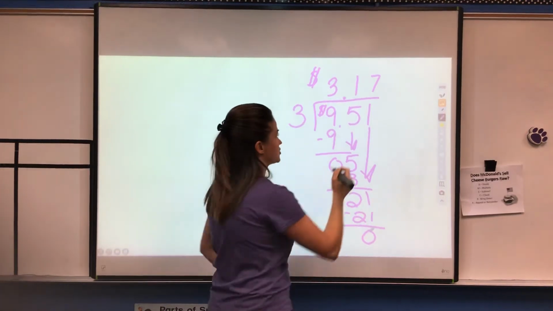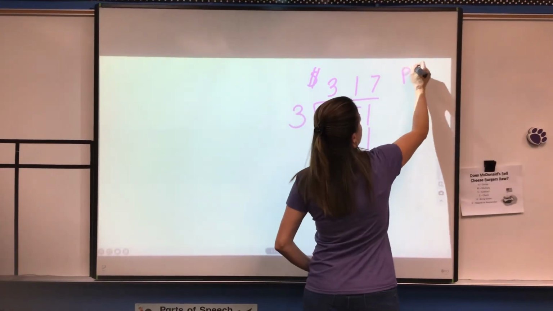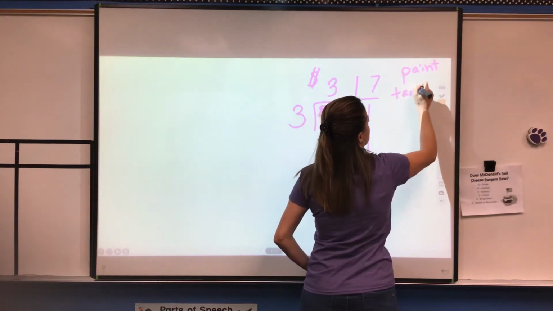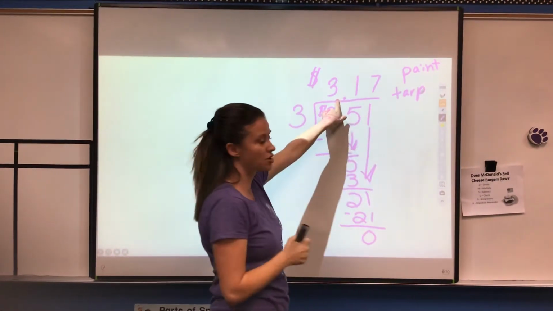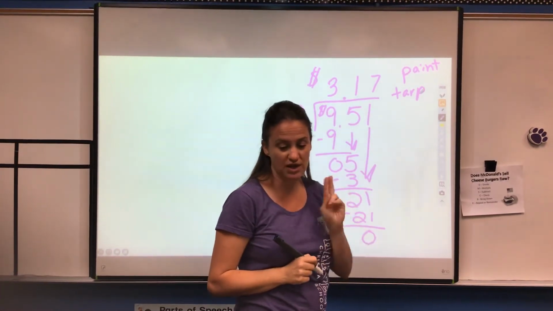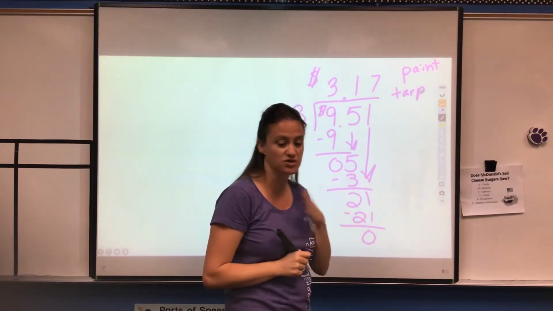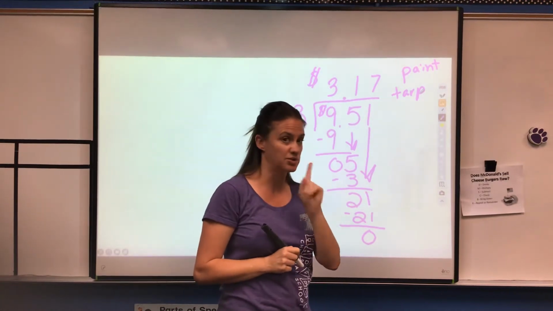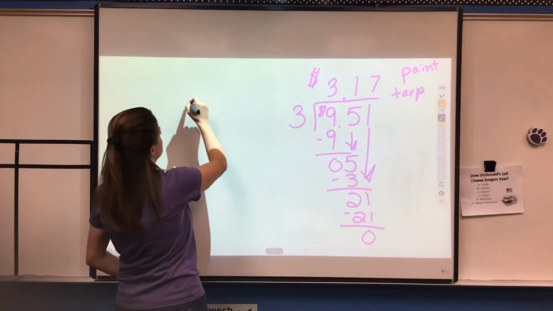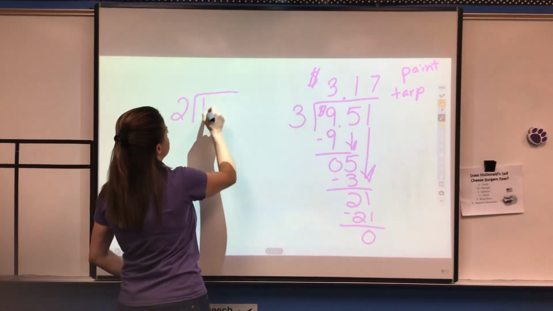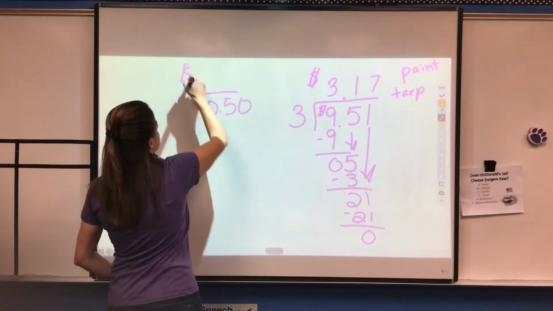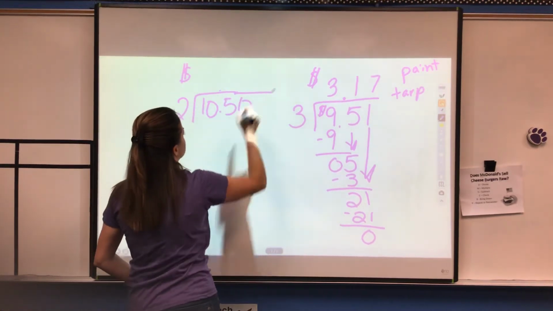That's just for 1 paint tarp. So I'm going to put right here paint tarp. So I know that 1 paint tarp will cost me $3.17. Now it says he bought 2 paintbrushes for $10.50. Again, I need to know how much 1 paintbrush was. So I need to divide the 2 paintbrushes by $10.50. Bring my decimal point up.